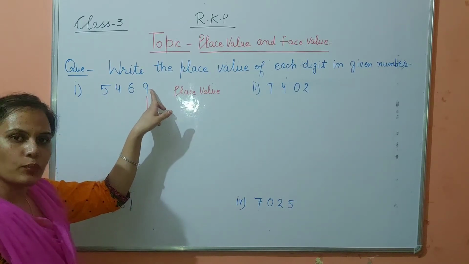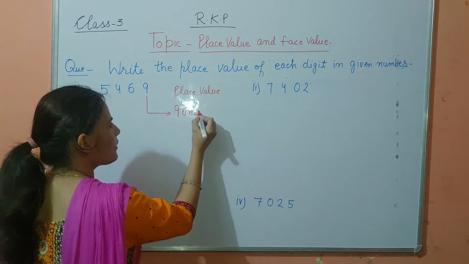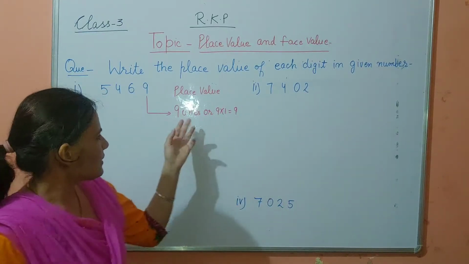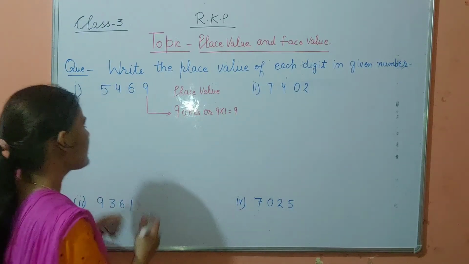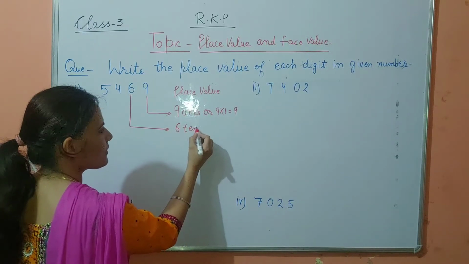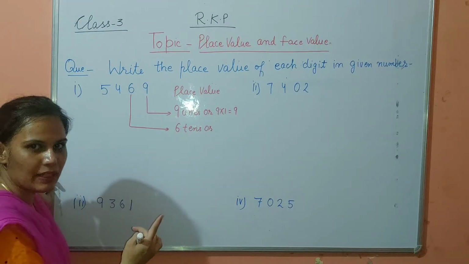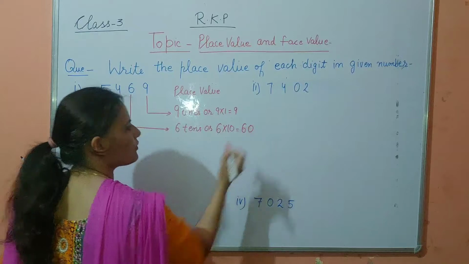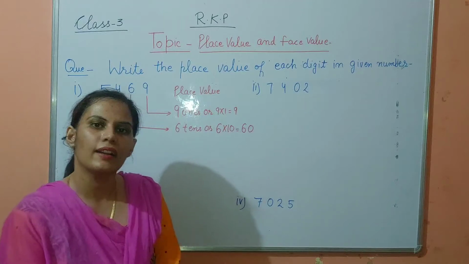So, from the ones, what will you write? 9 ones, or 9 multiplied by 1 is equal to 9. You can say either 9 ones or 9. Both are correct. Similarly, at tens position, you can write 6 tens, or as I have already told you, when any digit comes on tens place, then you will multiply it by 10. So, 60 will come. So, you can write 6 tens or 60. Both are correct.